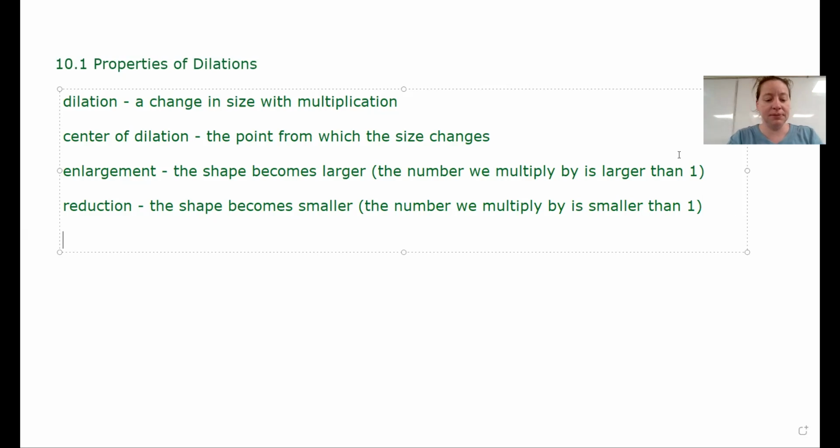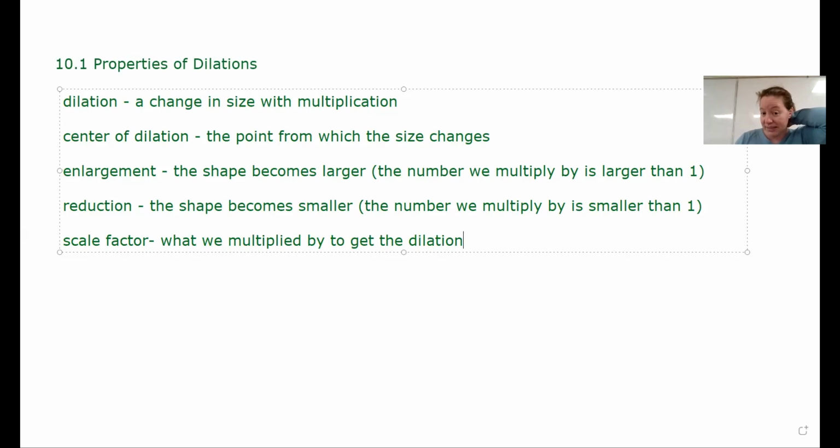Last definition we have in this is for a scale factor. Factor means multiply. Scale means how much larger, how much smaller. So a scale factor is what we multiplied by to get the dilation. All right, so that is our scale factor. It's just what we multiplied by to get our dilation.